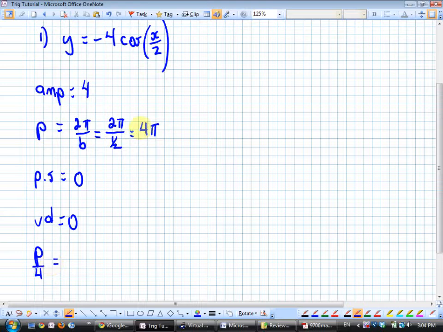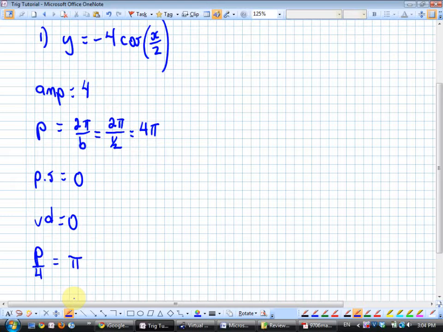If I take this period and divide it by 4, I get pi. It looks like each dot is going to be pi apart. And then the fifth thing, and again, I won't ask you for this, Regan, because it's one I made up. I like to find what kind of a scale I'm going to go with.